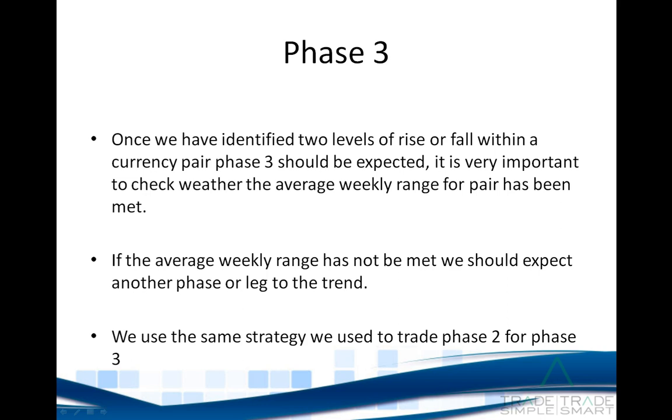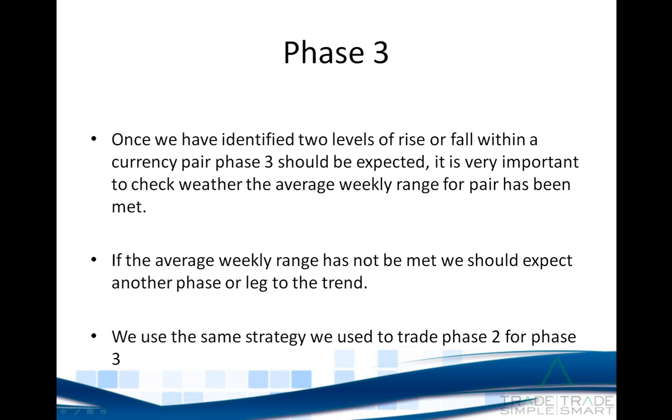occurs within two. So once you've seen two levels of rise or fall, check to see whether the average weekly range has been met. Now, if it has been met, then we may be looking towards a level 3 accumulation style behavior within price action, and then we'll be looking for the continuation or the reversal of the previous trend. Now, if you measure the two phases and it hasn't met the average weekly range, then we're going to be expecting a third level of rise or fall.